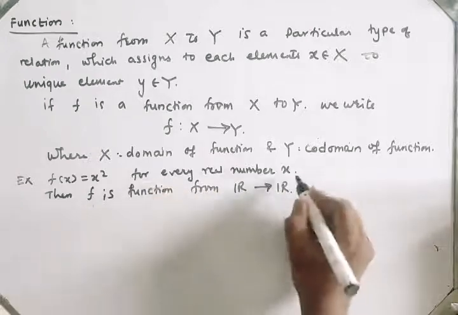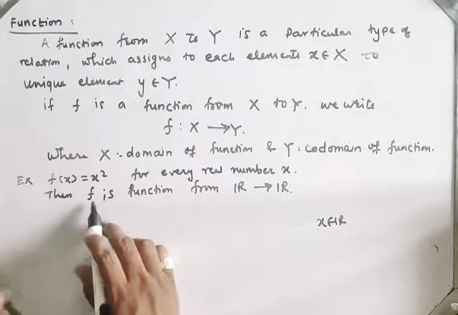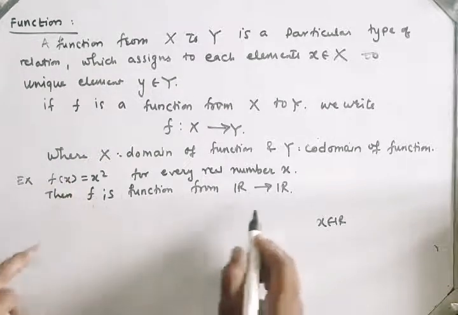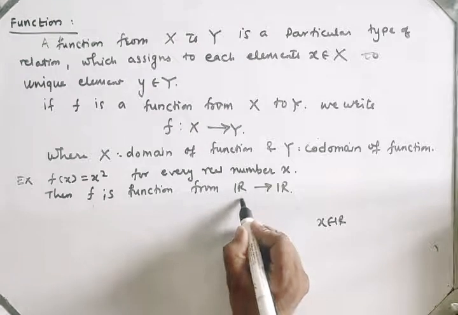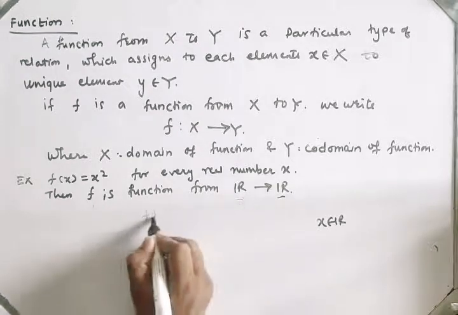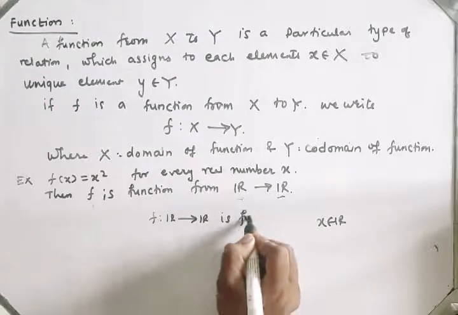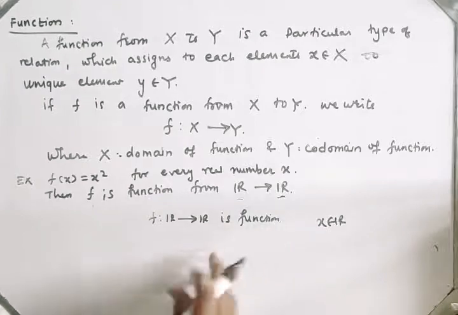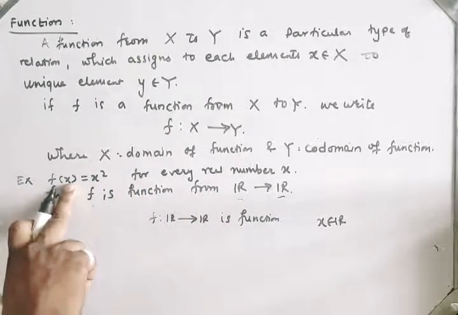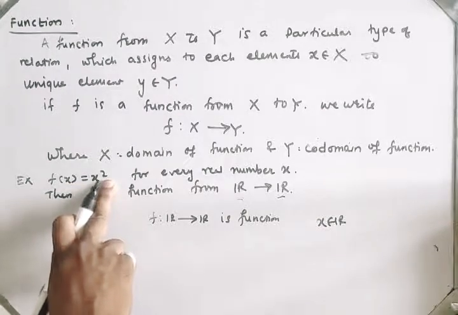So x belongs to the real numbers R, and the function is f of x is equal to x square. Then f is a function from the real numbers R to R. This R is the domain of the function and this R is the codomain of the function. So f from R to R is a function, because for every value of x there is assigned exactly one unique value in y, which makes it a function.